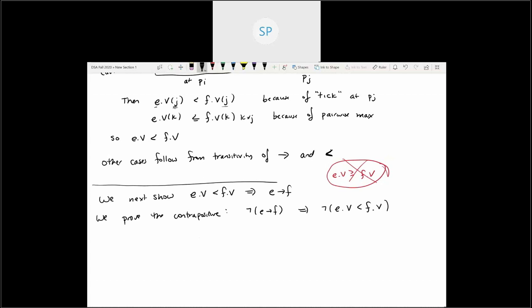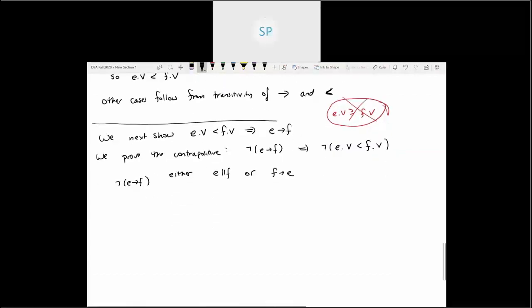Okay, so we're going to prove the contrapositive, and we're going to look at the premise here, that not E happens before F. So not E happens before F. This can mean two things. It can either mean E is concurrent to F, or F happens before E. So we have to consider both of those. Okay, so let's assume first, case one, assume E and F are concurrent.